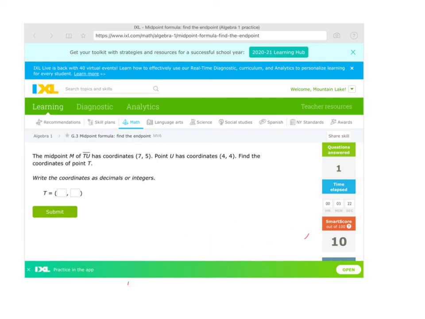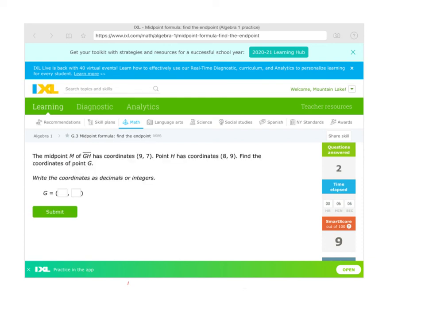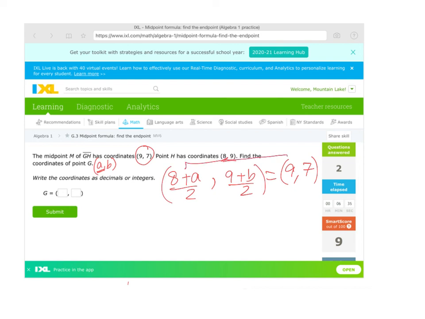Okay, let's try this one. So they say the midpoint is 9 and 7, and one pair of coordinates is 8, 9, and let's call this AB. So if I take the average for the x's, I would get 8 plus a divided by 2. And then for the y's, I'm going to get 9 plus b divided by 2, and all of this is equal to 9 and 7. So let's compare and equate. So 8 plus a divided by 2 is equal to 9.